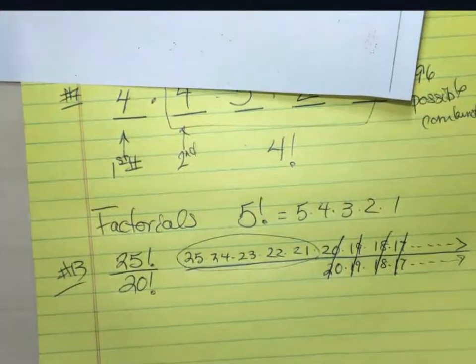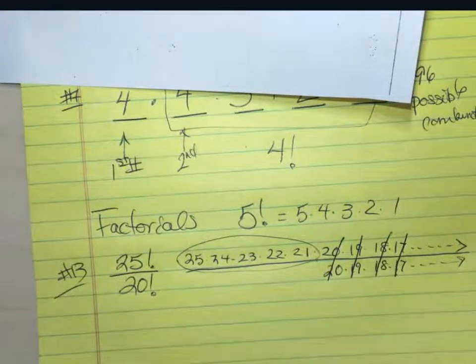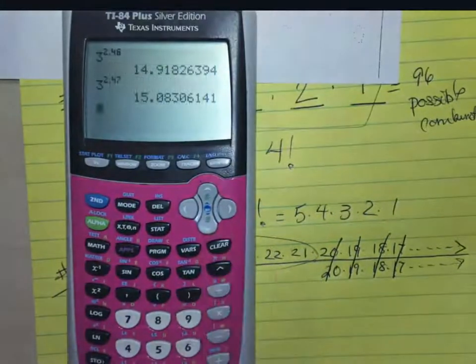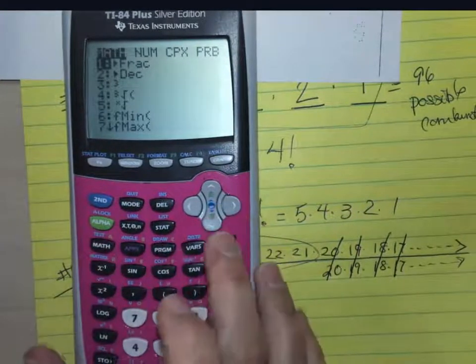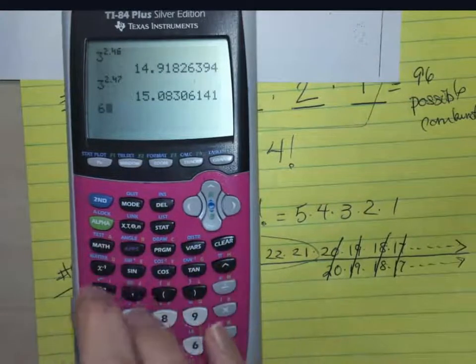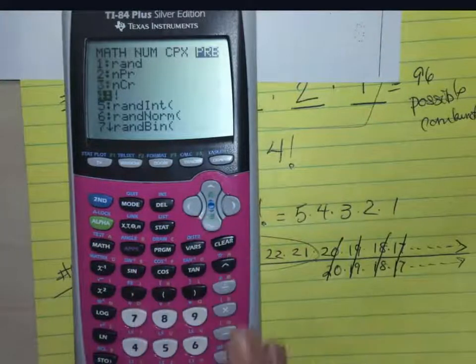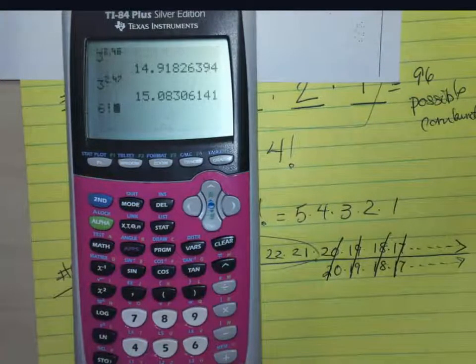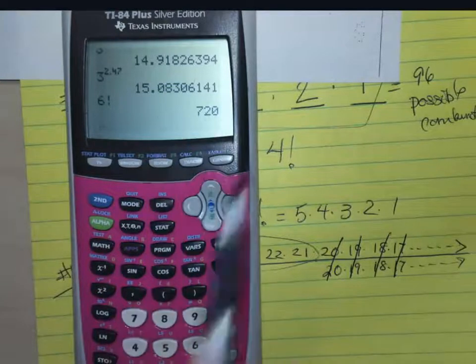Now, if you are putting it in your calculator, numbers like this are way too big for a calculator to handle. But I'll show you how to do it anyhow. So first let's do 6, and then I'm going to hit math and go over to PRB for probability. I'm going to go down to the exclamation point. 6 factorial is 720. 6 times 5 is 30. Times 4 is 120. Times 3 is 360. Times 2 is 720. So 720.